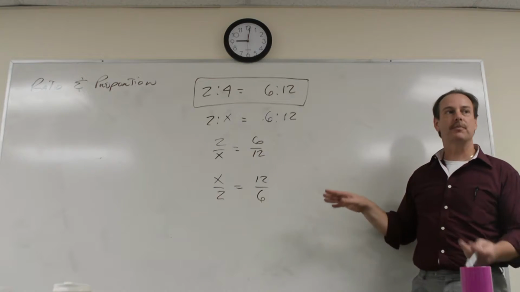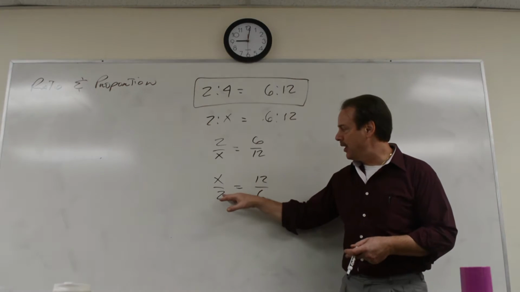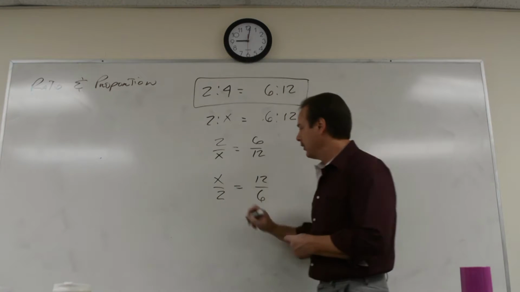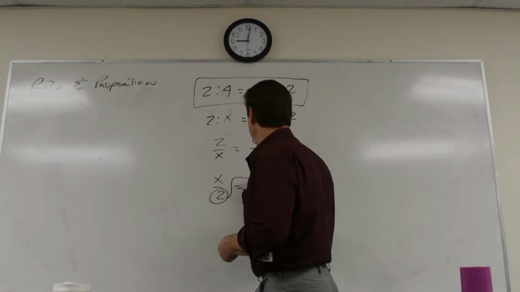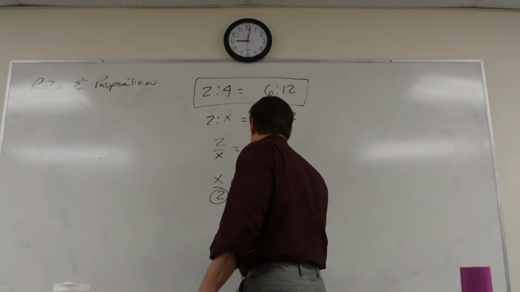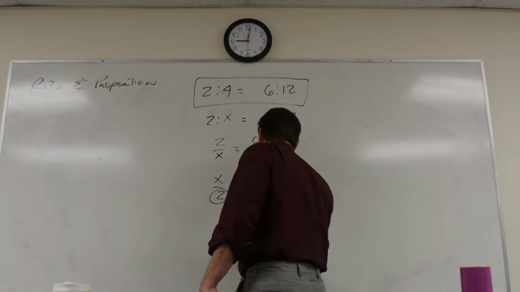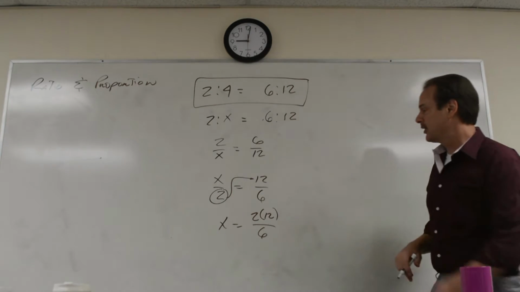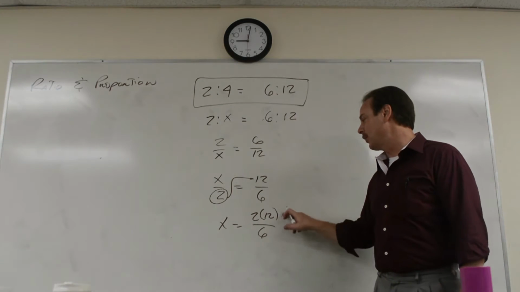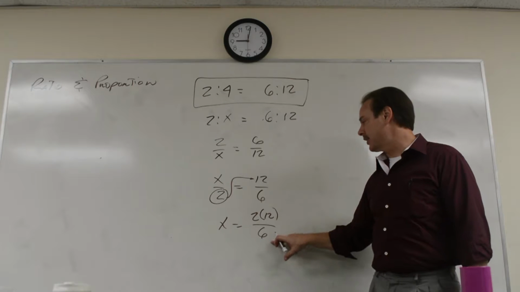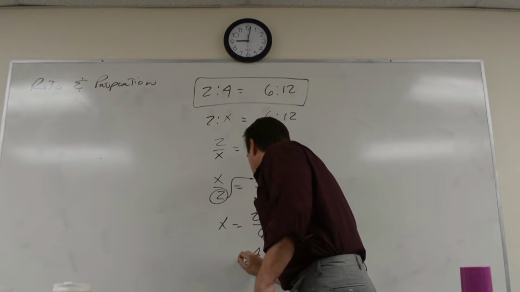Now, we have just put this into a situation where the unknown is in the numerator. All we have to do is take this and move it up here with the 12. So it's going to be x equals 2 times 12 over 6. Now let's see if this works. This is going to be 2 times 12 is 24, divided by 6 is going to give us somewhere in the vicinity of 4.